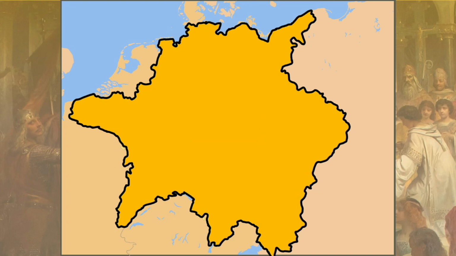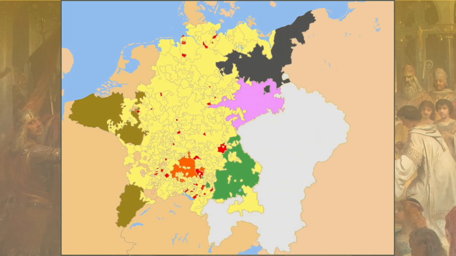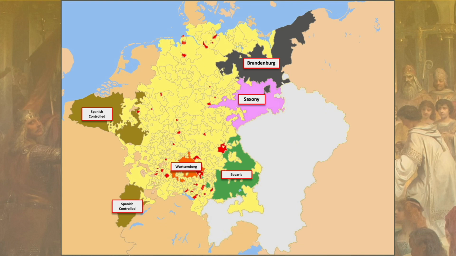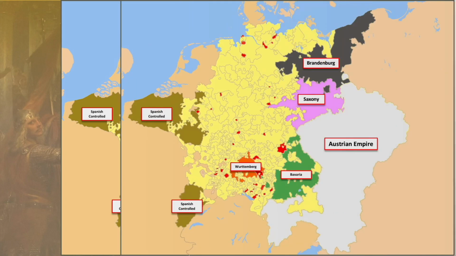But the Holy Roman Empire actually didn't look like this. Instead, it looked more like this, a complex system of electorates, bishoprics, duchies, empires, states, and more. The largest of these entities would be Saxony, Brandenburg, Württemberg, Bavaria, Spanish-controlled regions, and the largest of them, the Austrian Empire. But what are the rest of the states? I will explain that right now.